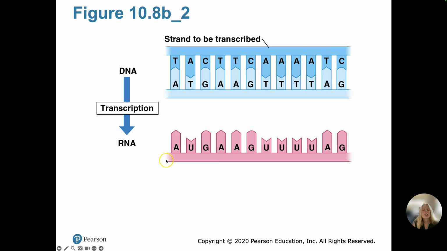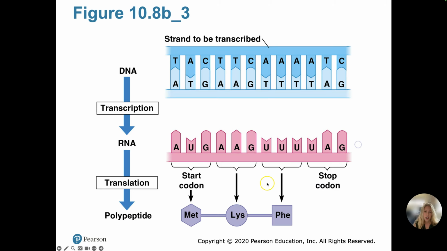And then this RNA strand will need to be split up into those three-letter codons to then determine what amino acids are coded for. So before I advance this slide so you can see the bottom, if we split this into three letters, we would have AUG is one codon, AAG is another codon, UUU is another codon, and then UAG is the final codon. So these codons are then translated into amino acids using that circle that we just looked at.